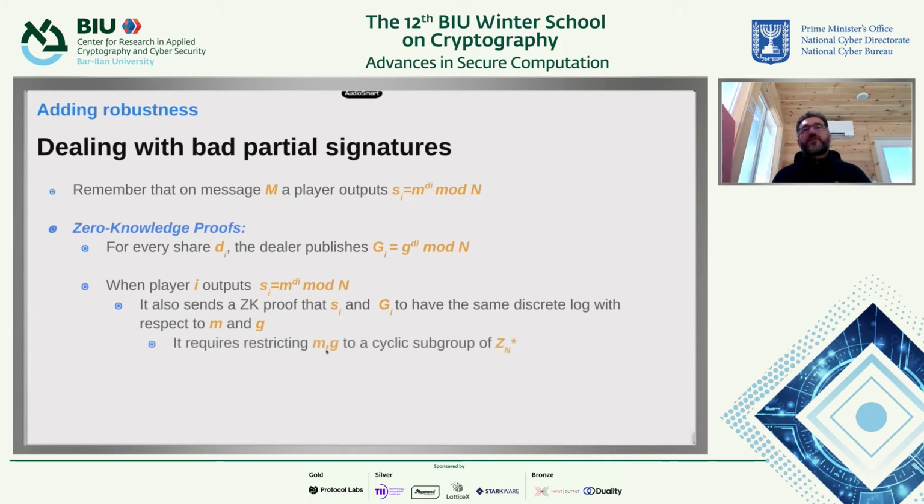This requires, as one technical complication, restricting everything to a cyclic subgroup of Z_n star, for example, of sufficiently large order. And for example, if you use safe primes, that could be the subgroup of quadratic residues.